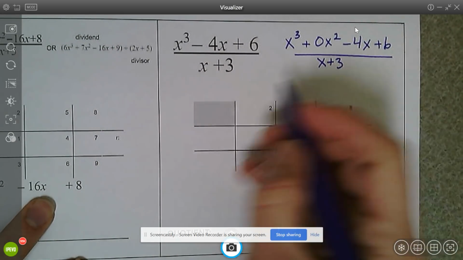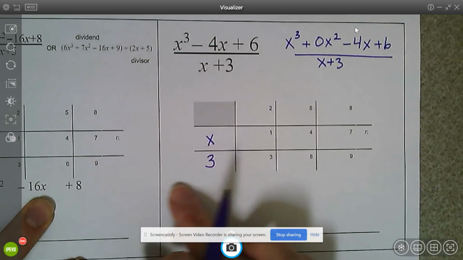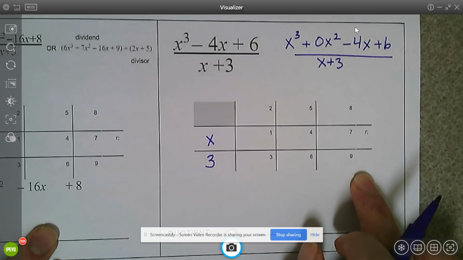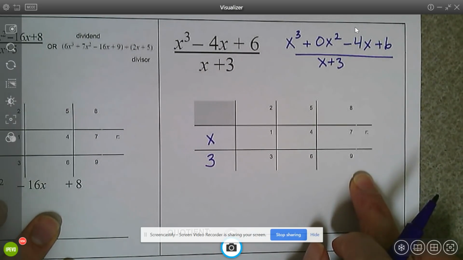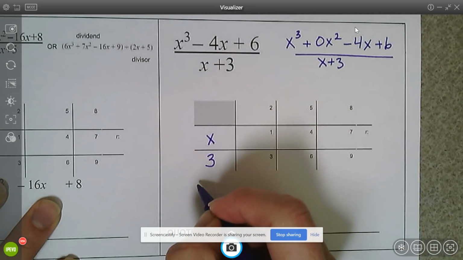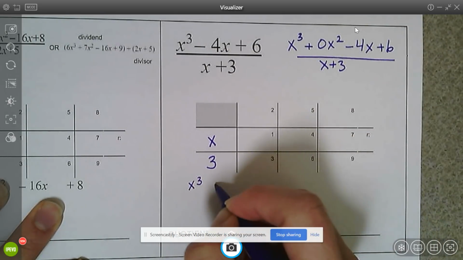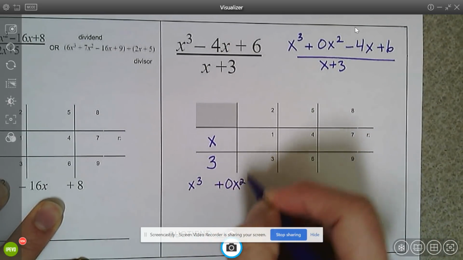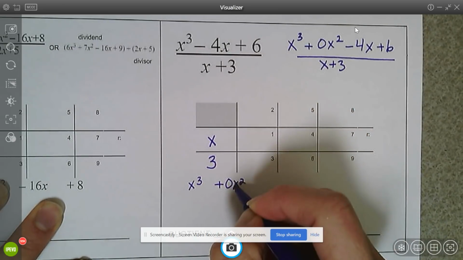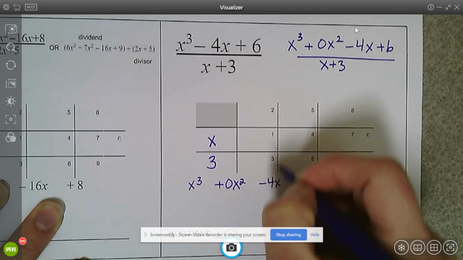My divisor, the x plus 3, is going to go on the side. And then the dividend is going to go underneath. Now, in the first problem, I had already put it in there for you. We're going to write it this time. And you need to write it because you need it for the diagonals. My first term, x cubed, I'm going to put a little bit out to the front. And then my plus 0x squared is going to line up with this line. And then my minus 4x is going to line up with this line.